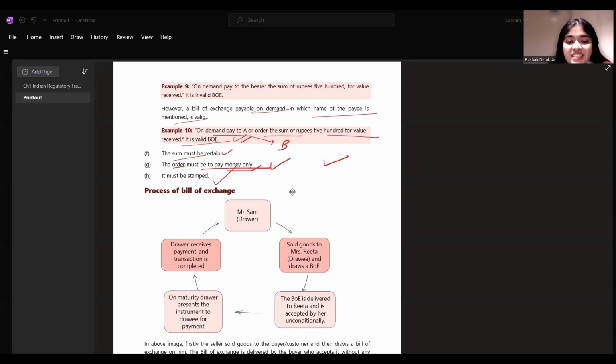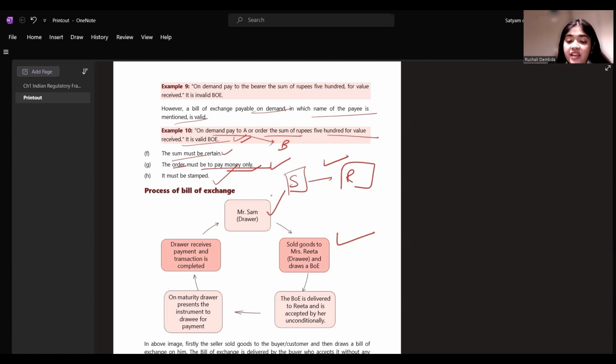Okay. Now, Mr. Sam is the drawer of the bill of exchange. Mr. Sam has prepared the bill of exchange. He is the first party. He sold goods to Mrs. Rita, the drawee, and draws a bill of exchange. S has sold the goods to R. S is the person who is making the bill and asking for the money from R.